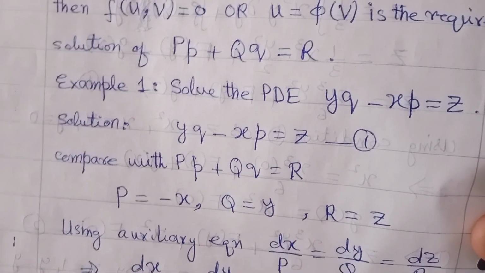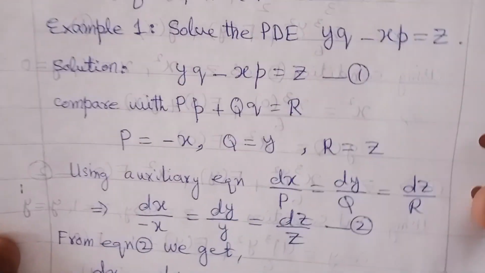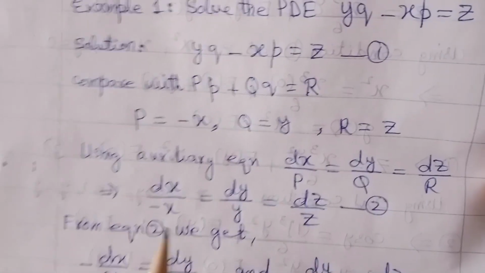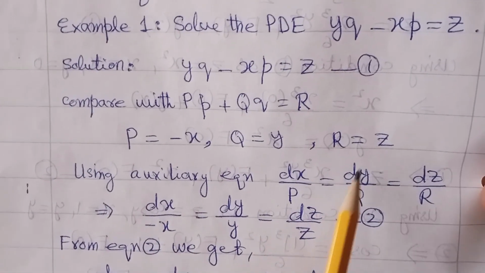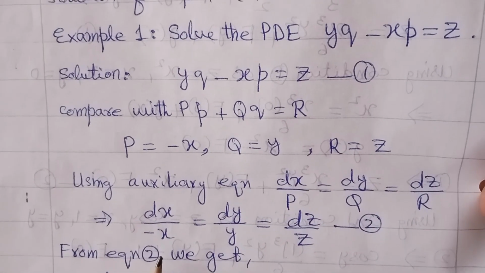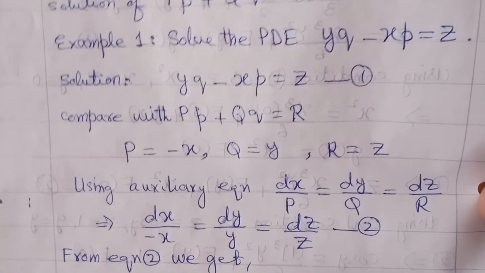Now what are we going to do? We are going to form the auxiliary equation. What is the auxiliary equation by the Lagrangian method? That is dx/P = dy/Q = dz/R. By substituting the values, we get dx/(-x) = dy/y = dz/z.